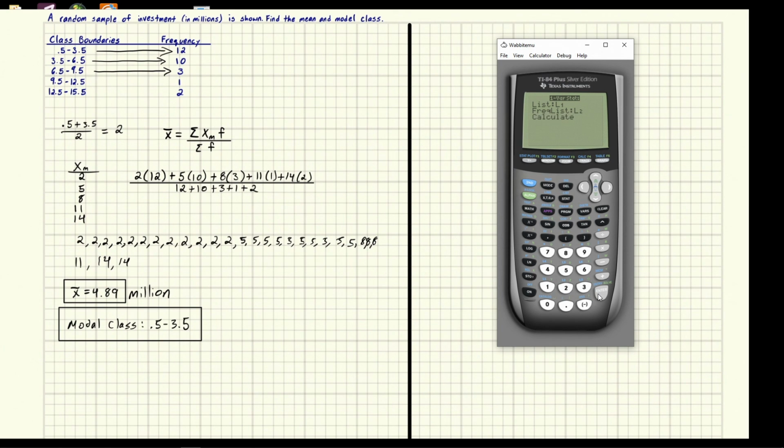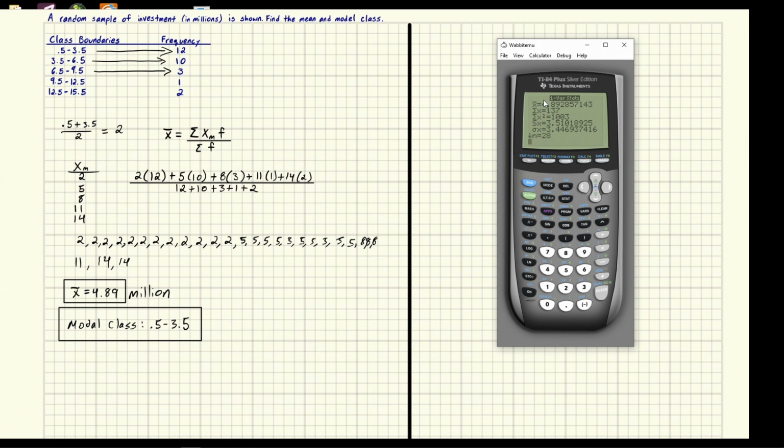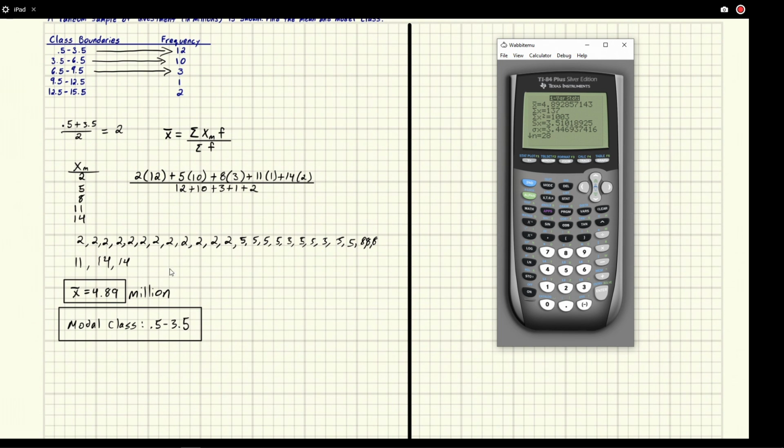All right, so now we're going to hit calculate. And it gives us a mean, and it gets 4.89 on and on and on. The exact same thing that we got. So we can see here a way to check our work. We get the exact same mean, and it's just doing the same thing that we did.